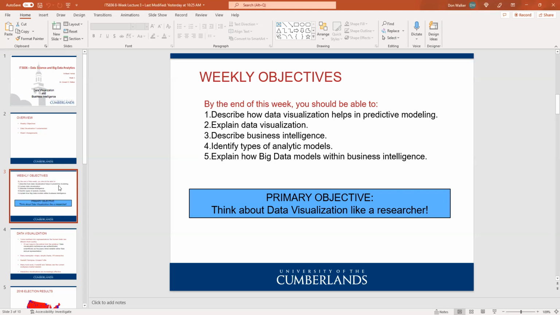So yeah, it's integrating big data factors into a traditional business intelligence program. And there are some case studies out there. If you search big data and business intelligence separately, and get both of those into a title search, you'll see several case studies out there. But the bottom line is to think about data visualization like a researcher.